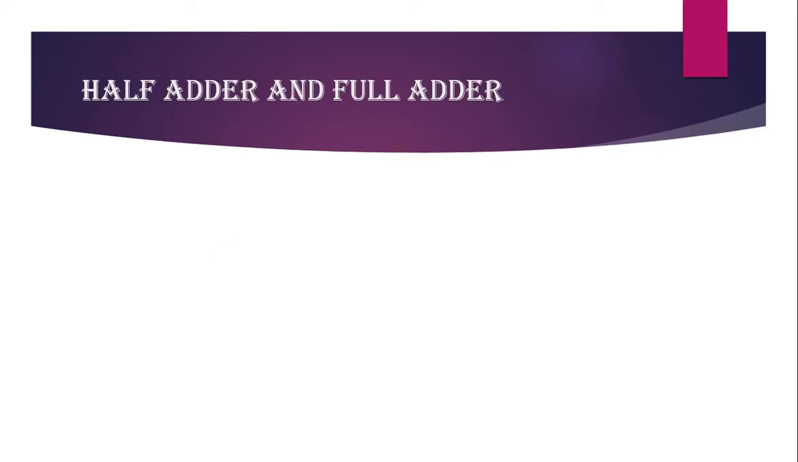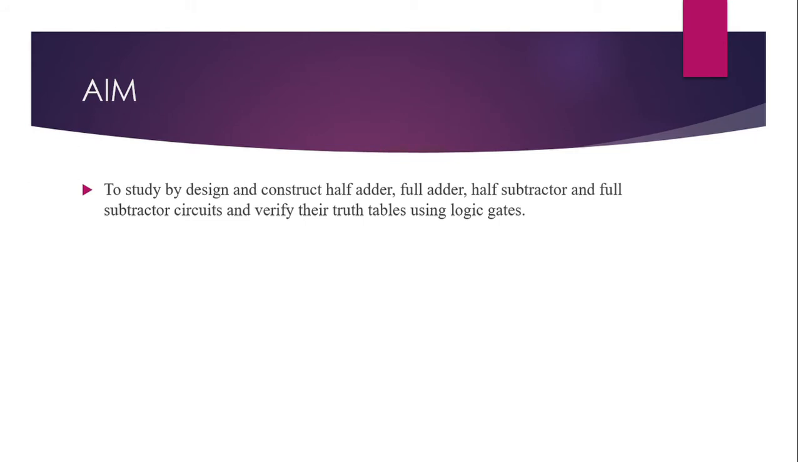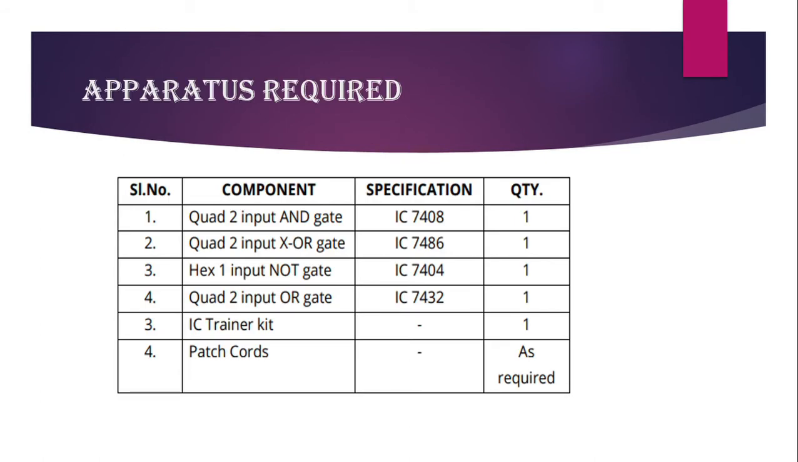Now we'll see about half adder and full adder. To study, design and construct half adder, full adder, half subtractor and full subtractor circuits and verify their truth tables using logic gates. Apparatus required are 2 input AND gate, 2 input XOR gate, 1 input NOT gate, 2 input OR gate, IC trainer kit and patch cords.